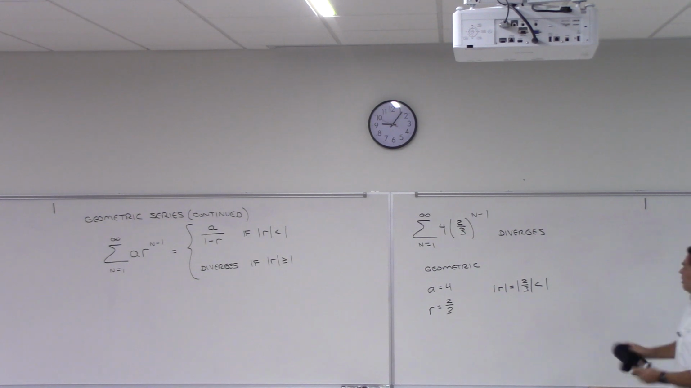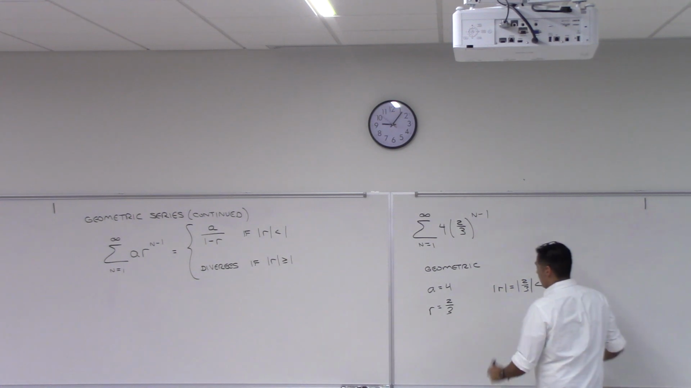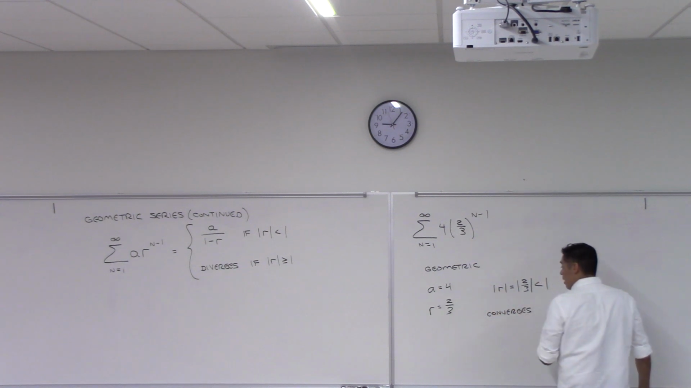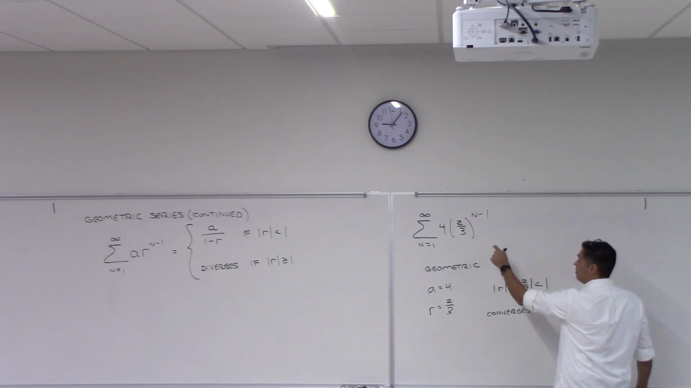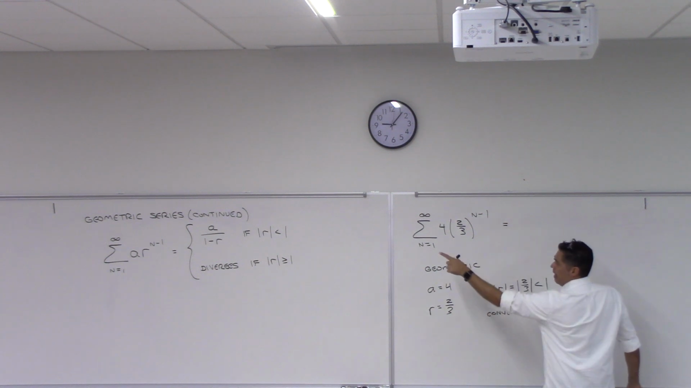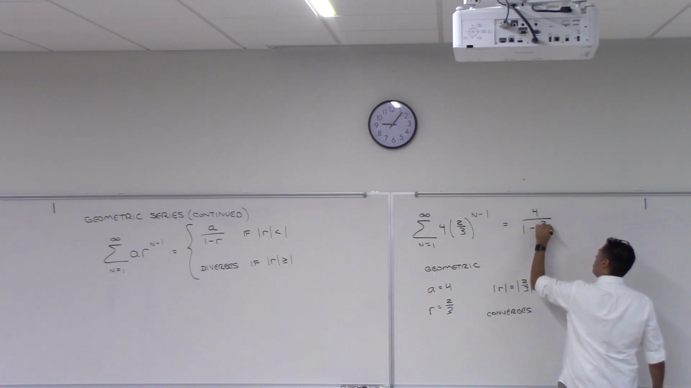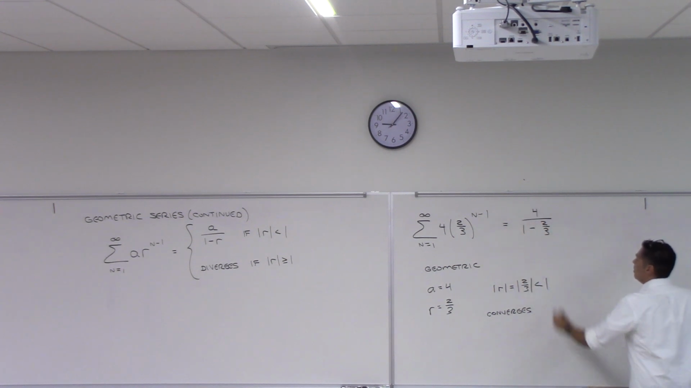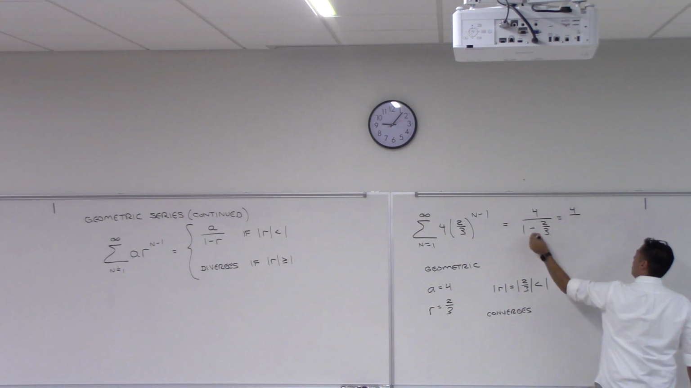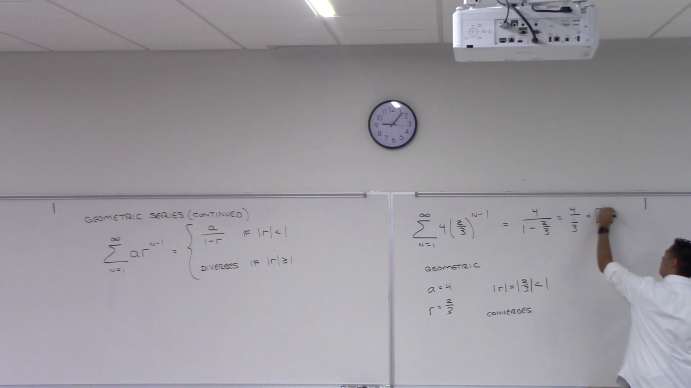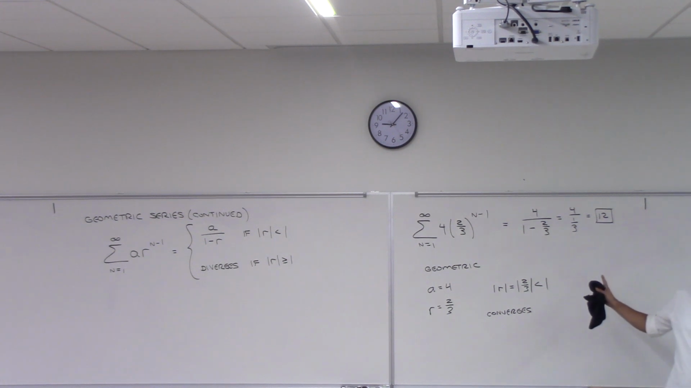And now I know it converges. And not only do I know it converges, I know what it converges to. So I know what that sum adds up to be. It adds up to be a over 1 minus r. So a is 4 over 1 minus r. r is 2/3. So this is 4 over 1 minus 2/3, which is 1/3. And then you can flip that up and you should just get 12. 4 divided by 1/3 is 12. Is this pretty straightforward? Yes?